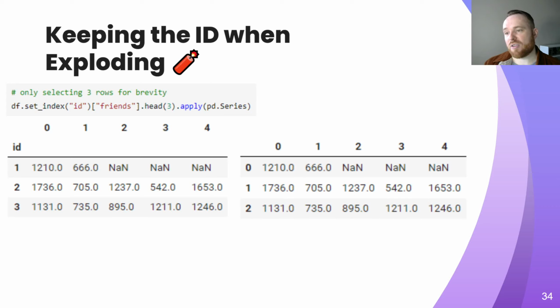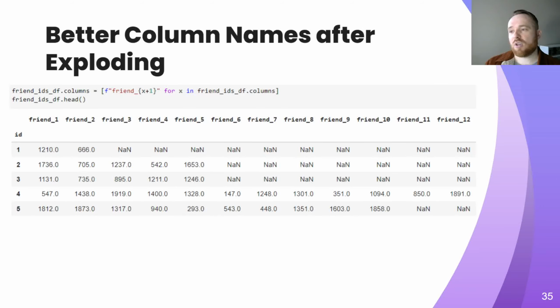Another thing you may observe now is the column names aren't particularly great. The column names quite literally just map to what index a particular value was at. So 0, 1, 2, 3, 4. One thing we could do is give it some better column names, right? So what I've done here, again using a list comprehension, is generate some more meaningful columns. So friend 1, 2, 3, 4, and that'll proceed to however many columns were exploded out.